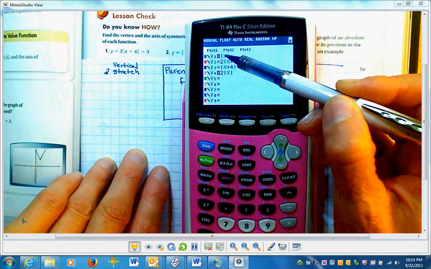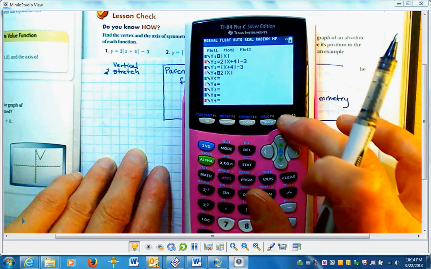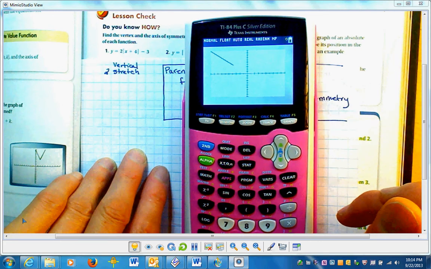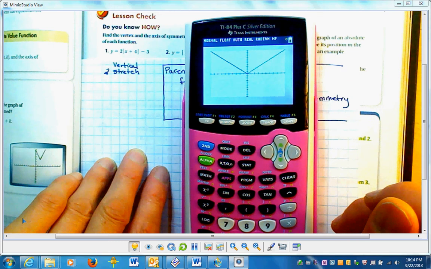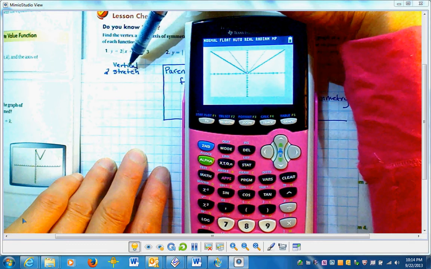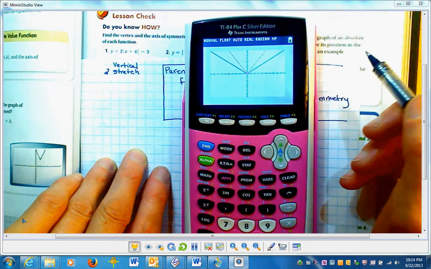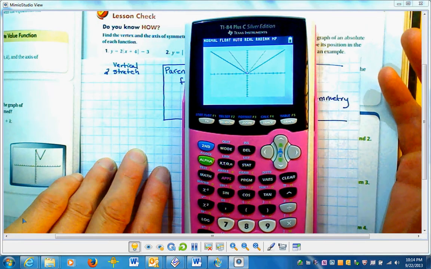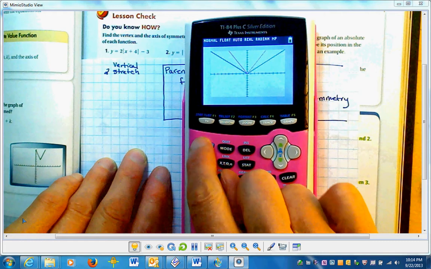So now I have y1 on and y4 on. So here's my parent function, and there's my vertical stretch, because remember we said that the 2 was stretching it, so it should do that with any function that I have. So now let's look at our table.